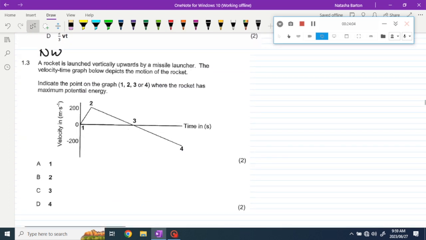Okay, the last problem, and then time is up. They say over here, a rocket is launched vertically upwards by a missile. The velocity-time graph below depicts the motion of the rocket. Indicate the point on the graph where the rocket has maximum potential energy. It will have maximum potential energy at its highest point. What is the velocity at the highest point? 0. So that means point 3. And the correct answer is C.